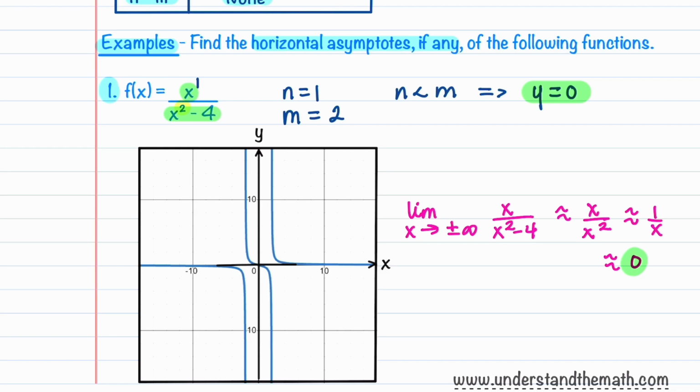Graphically, if we look at the picture down here on the lower left, we can see that our function does indeed have a horizontal asymptote, y is equal to 0. Let's look at another example.